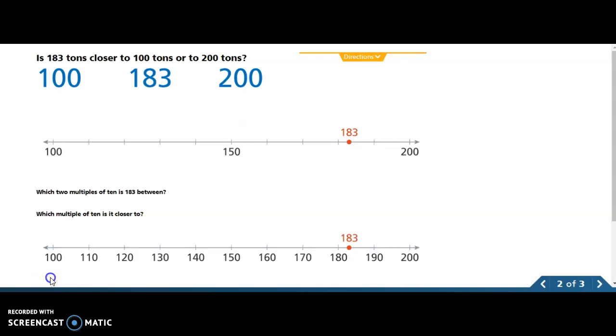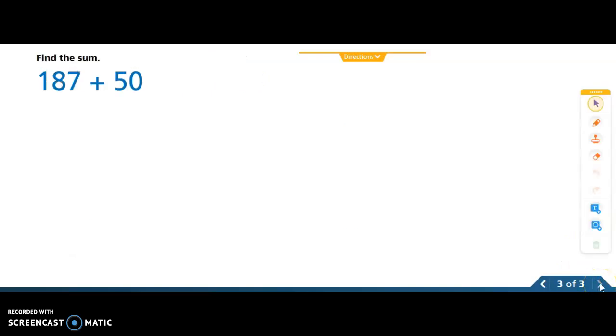Let's take a peek at this expression. We see 183 plus 50. How could we decide what the sum or the answer to this problem would be? That is what we're going to be talking about during this unit.